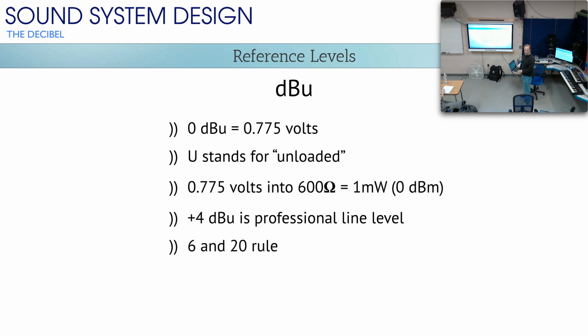Okay? You could do the math on that and figure that out if you wanted to. However, the important part you need to know is that 0 dBu equals 0.775 volts. You just need to memorize that, okay? Plus 4 dBu is the nominal operating level. So dBu is used in professional audio equipment.